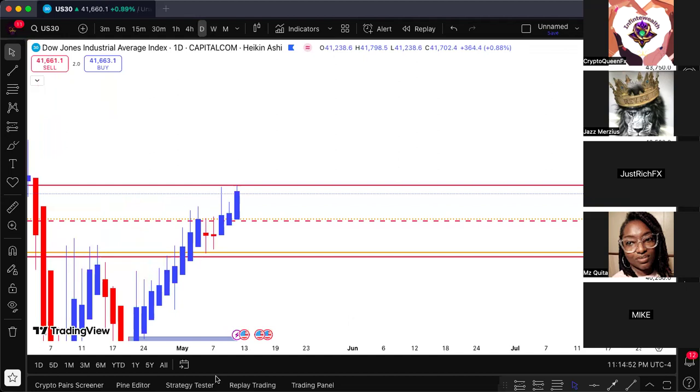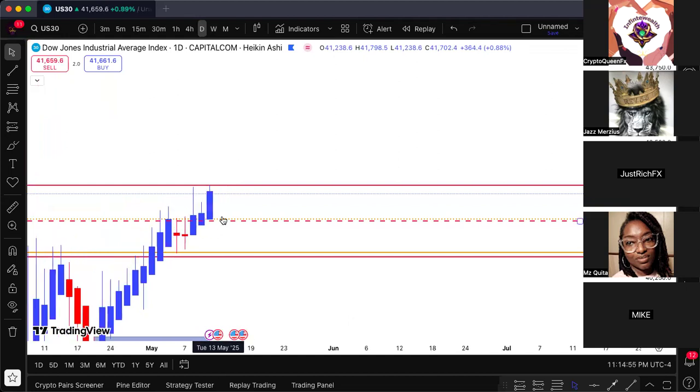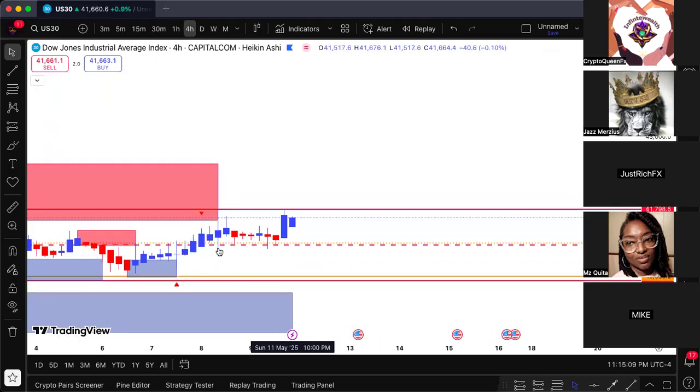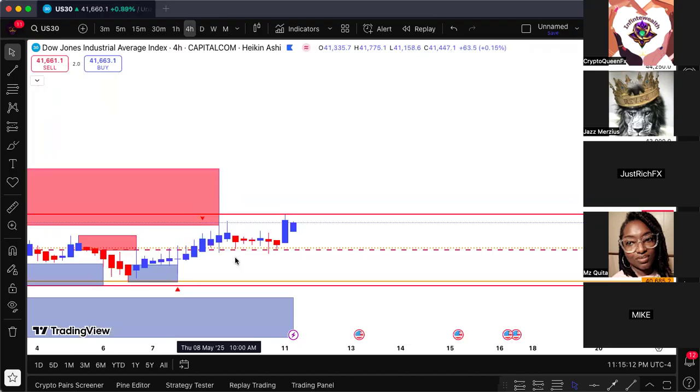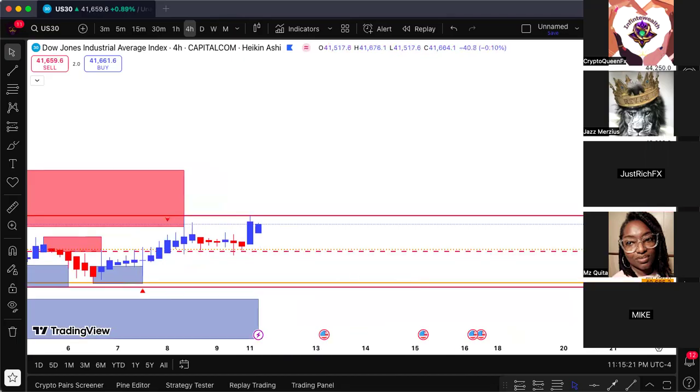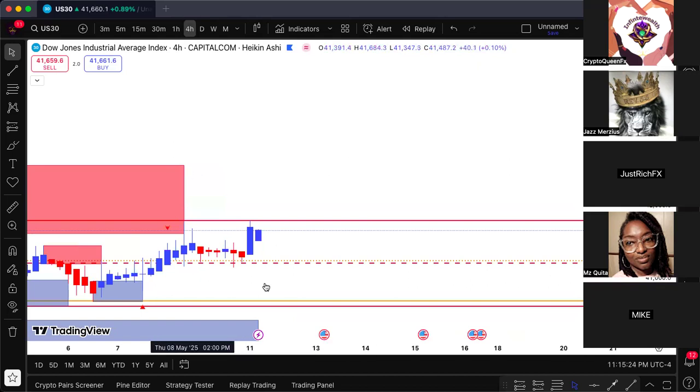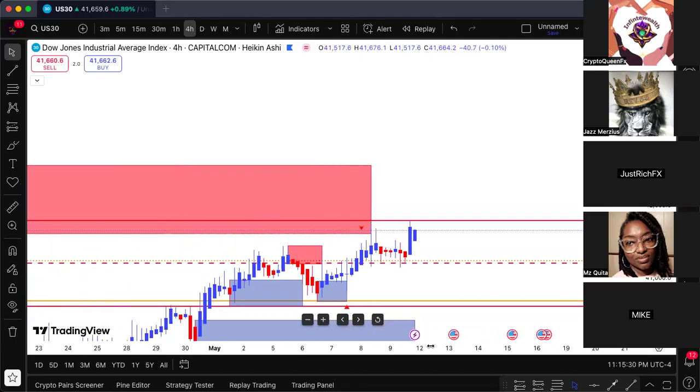So anticipating buys, because when it's above this level, we look for buys. When it's below this level, we look for it to be selling. And as you can see, it's been coming to this midweek, mid-month area and rejecting. This is the sell order block here that I'm looking for it to break.